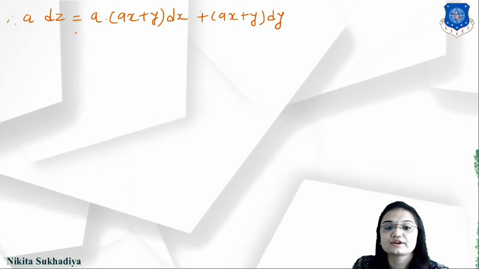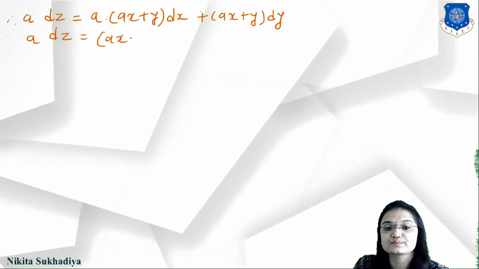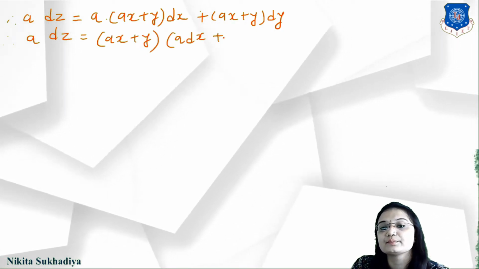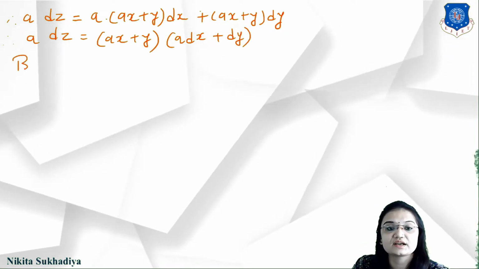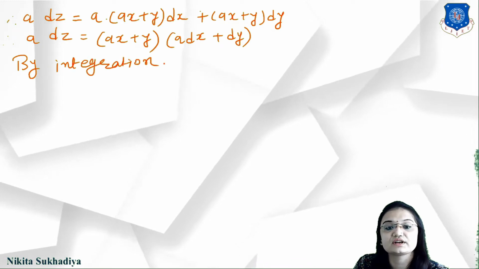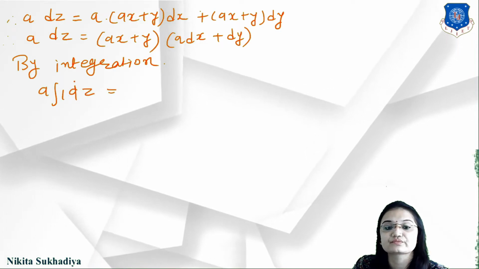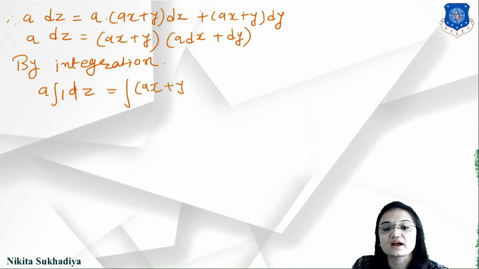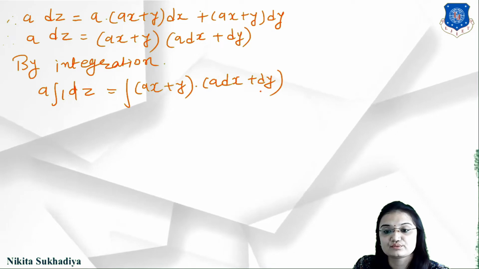Here, by taking (x plus y) common, so this is a into dz, and by taking (x plus y) common, this will become a into (dx plus dy). Now by taking integration, we will get the final answer, that is a times the integration of 1 into dz, then the integration of (x plus y) into a (dx plus dy).